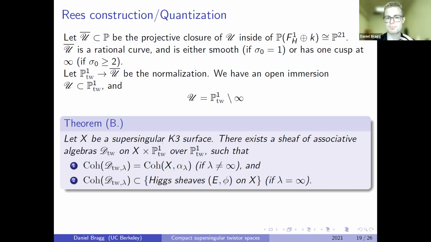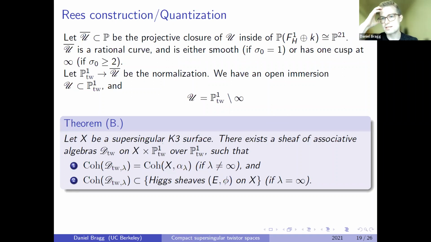A module for such a thing is in particular a Higgs sheaf on X. In other words, the fiber over infinity of this D is a commutative algebra. Another way to describe situations like this is that D sub TW is a deformation quantization of the fiber over infinity. The fiber over infinity is a commutative filtered algebra, and all the other fibers are non-commutative, but they deform that fiber.